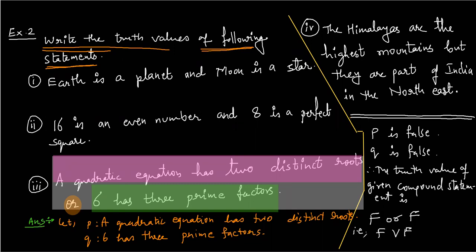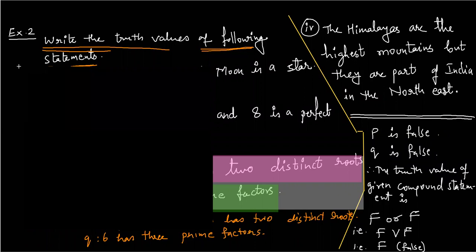And you know for disjunction, the law is when both are false, then only false, otherwise true. That is F. In bracket, I will write false. This is the answer. Okay, students. Now, question number 1 and 2, you can solve on your own. I'm going for the next one, that is number 4.